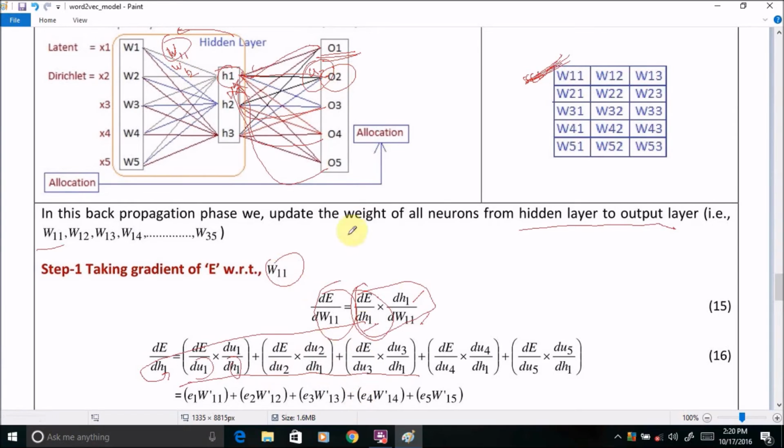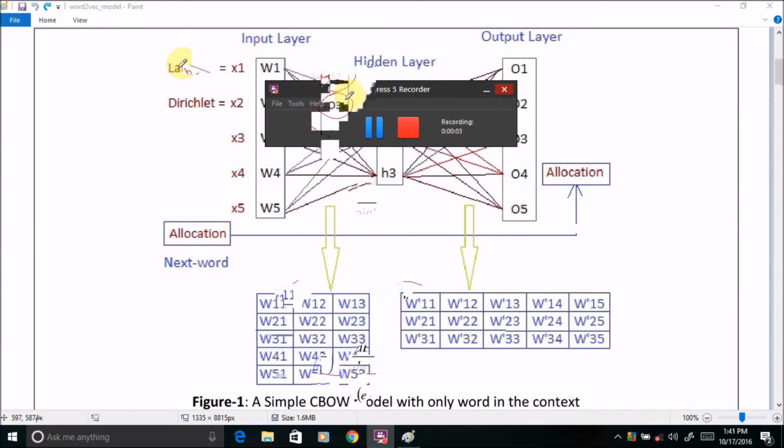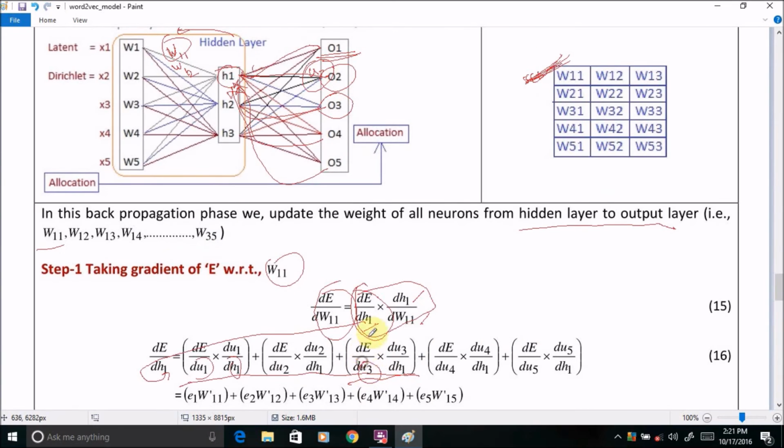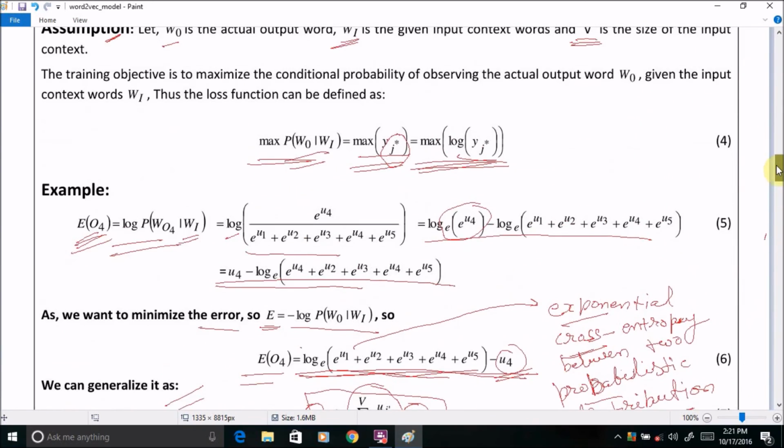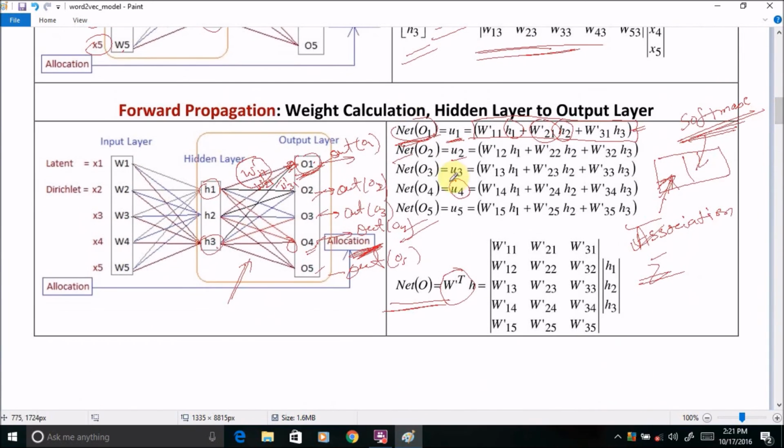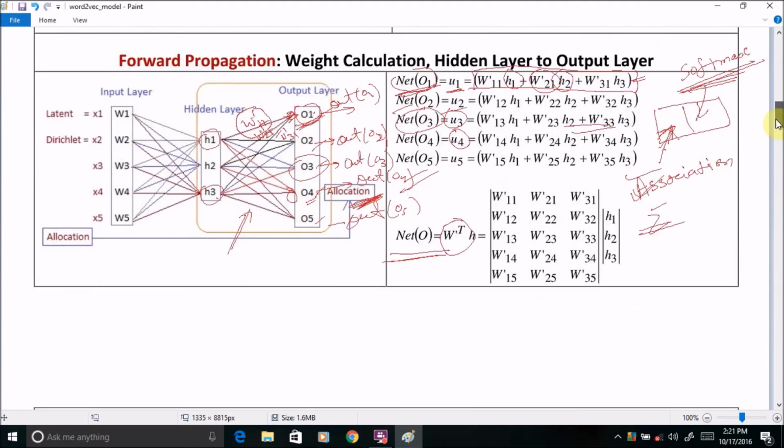Next is the propagated error which comes from O3, which can be calculated by this part, the derivation of E with respect to U3, which is the net association function at O3. We can recheck what our net association function is. You can check that net O3 is U3, which we have calculated here.